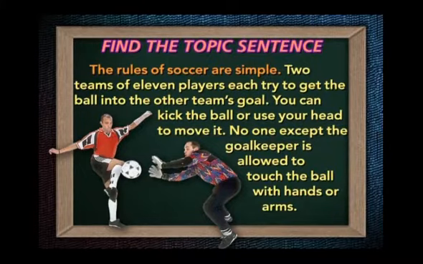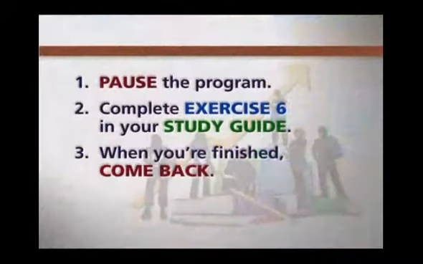So what I've got in this entire paragraph are the rules of soccer. They try to get the ball into each other's goals. They can kick the ball. They can use their head. No one but the goalkeeper can touch it. Rule, rule, rule, rule all directly relates to that first sentence. The rules of soccer are simple. That's how I know that it's my topic sentence. So now what I would like you to do is to pause the program and find the topic sentence in this paragraph. Then come back.